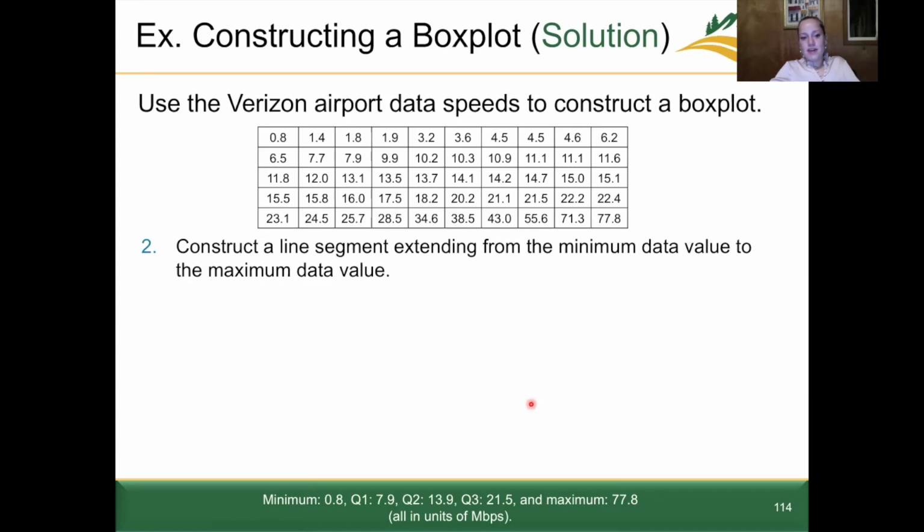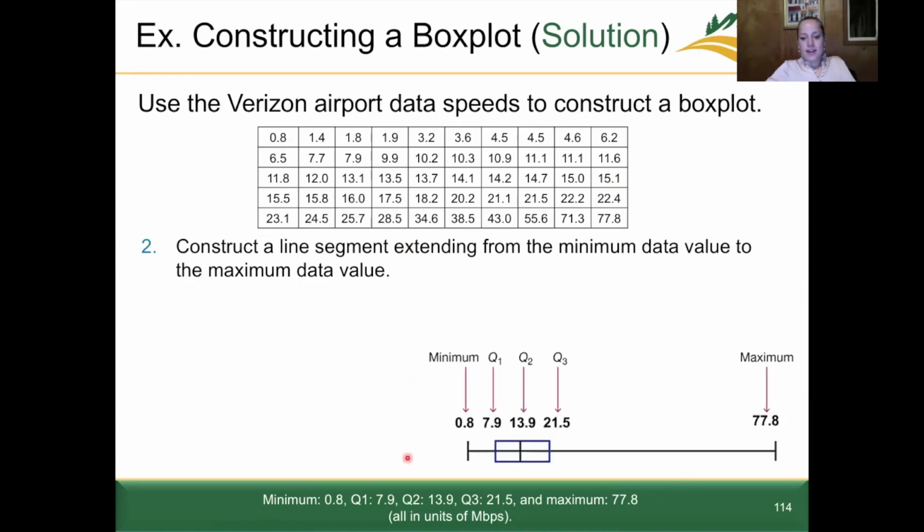The second step here is to construct a line segment extending from the minimum data value to the maximum data value. So here we have 0.8 to 77.8. So here, for example, our first data point would be our minimum value of 0.8 and our maximum value of 77.8. You can add these lines here if you want.